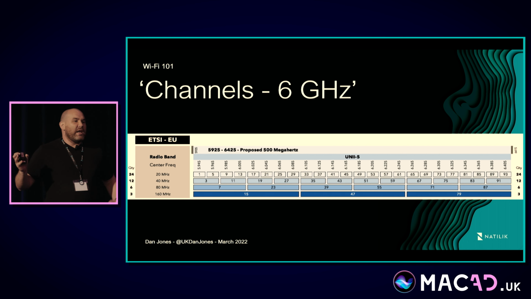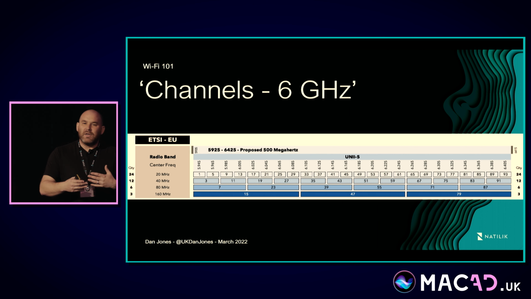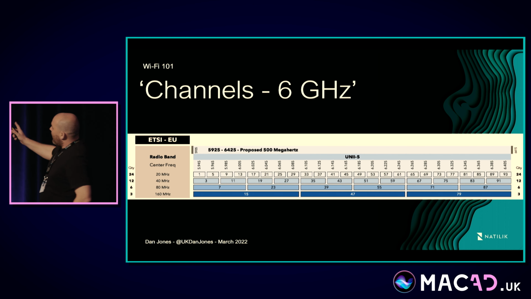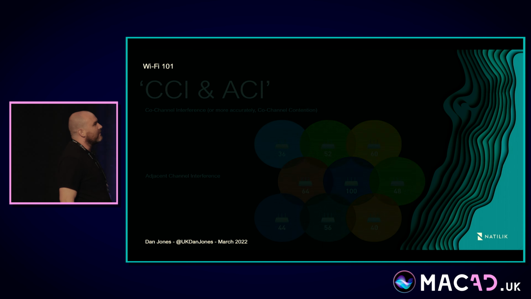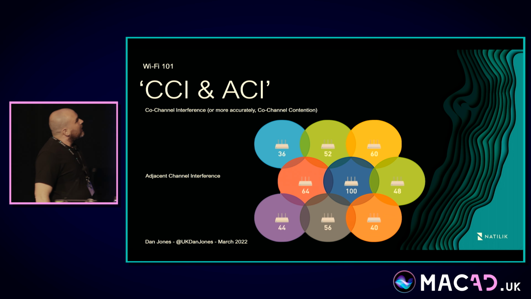There won't be any old clients that we have to still let talk, which we have to do at the moment in Wi-Fi. Unfortunately, Apple don't have any 6 gigahertz clients, so we'll leave that. Come on, Apple. Right, so we're getting to co-channel interference and adjacent channel interference.